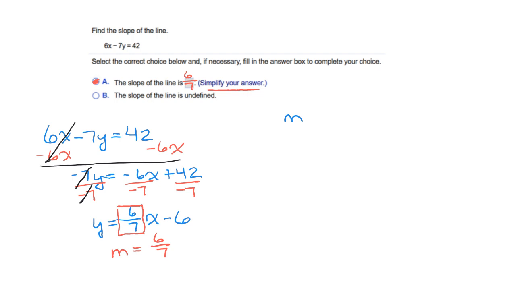If we look at the graph of this line, y is equal to 6 over 7 x minus 6, that's in slope-intercept form. My slope is 6 over 7. 6 is positive, so that means I would rise up 6 units. 7 is also positive, so that means I will run to the right 7 units. This minus 6 is going to be my y-intercept. If x is 0, I'll get negative 6 for y.